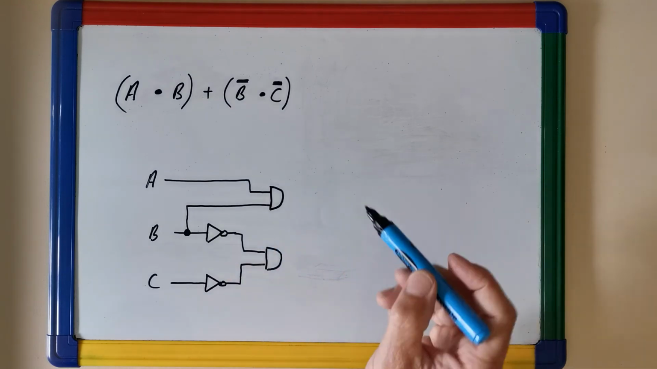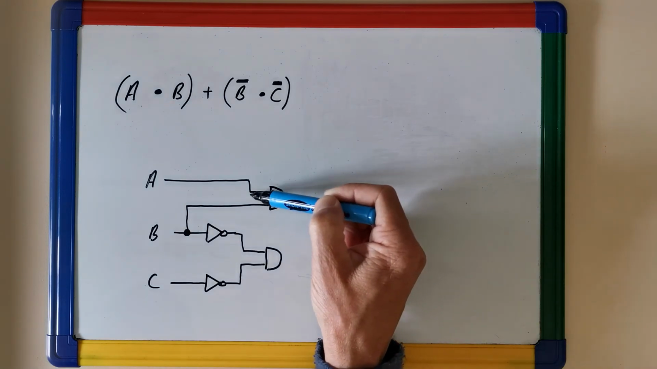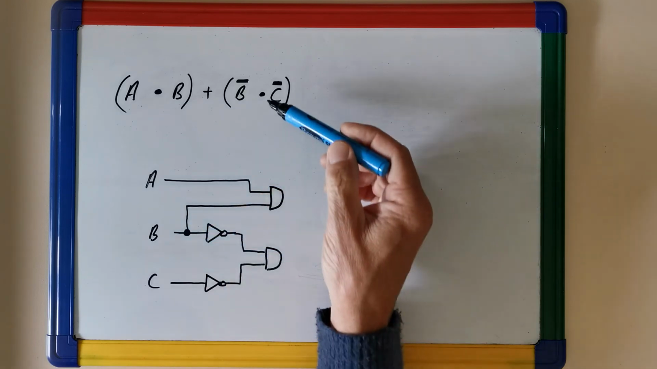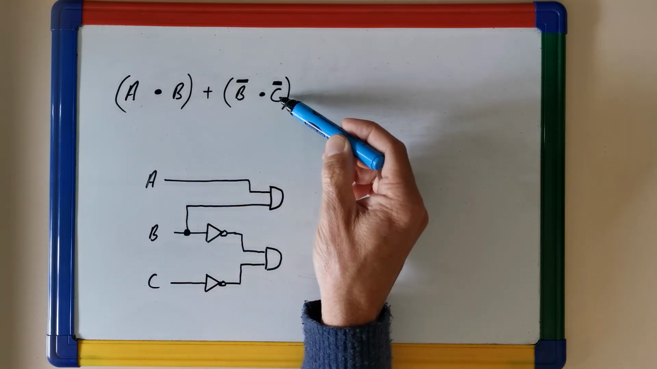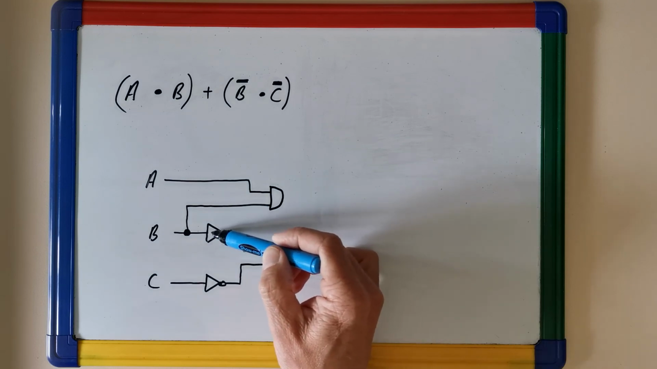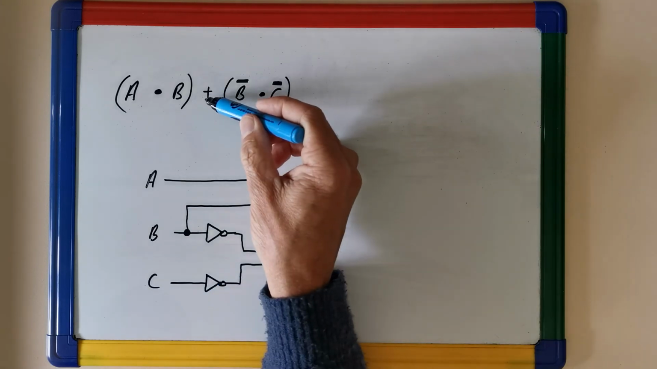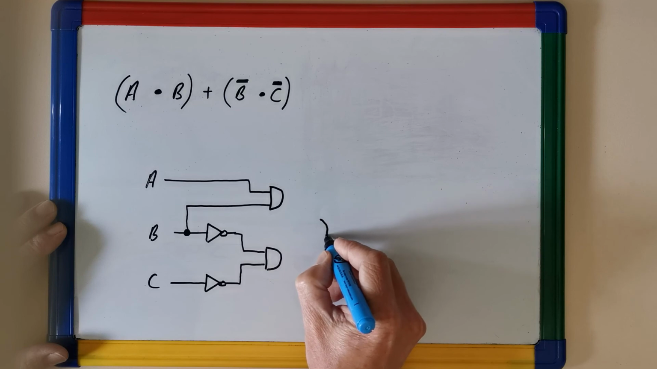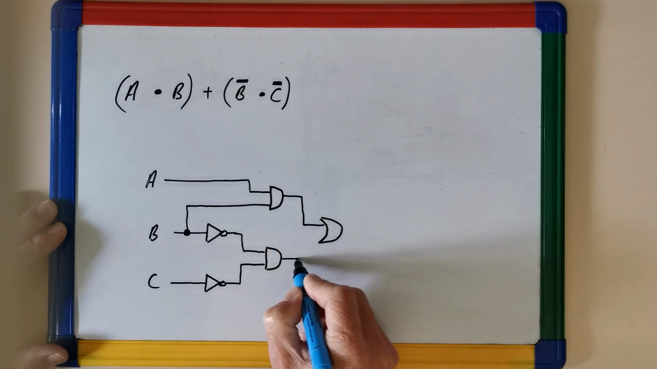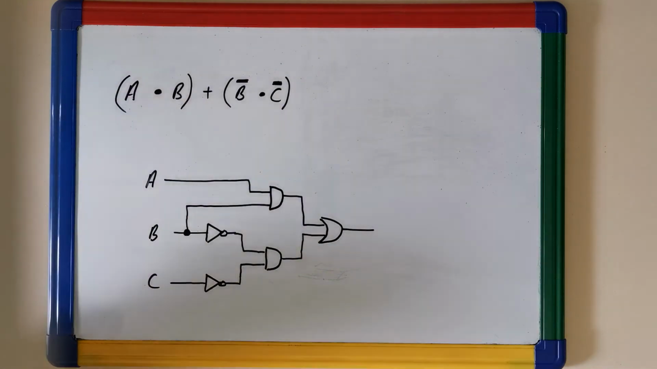So just before finishing this, let's look. The first bracket, A and B, AND gate, fed in from A, fed in from B. This bracket, not B and not C, AND gate, fed in from not B and fed in from not C. And that just leaves us with the OR gate between them to finish off. This is the circuit, this is the Boolean expression.